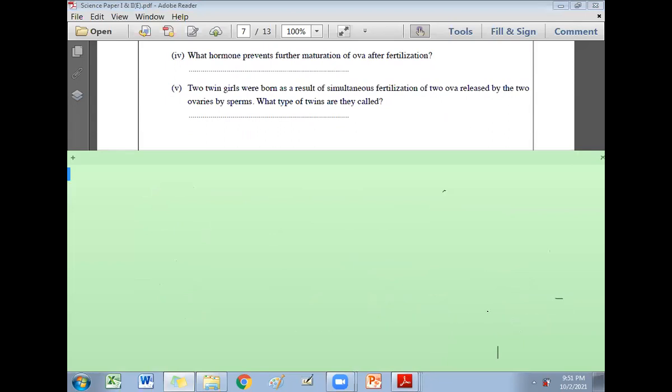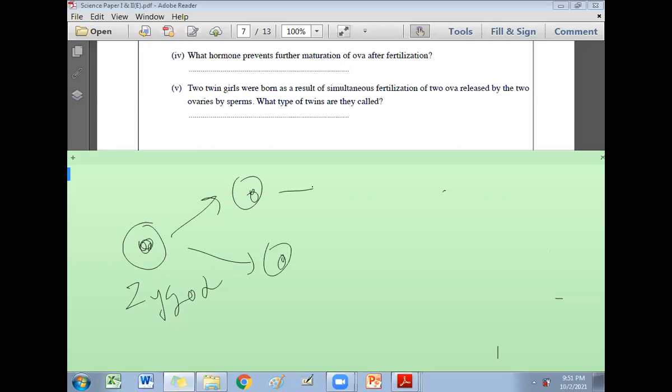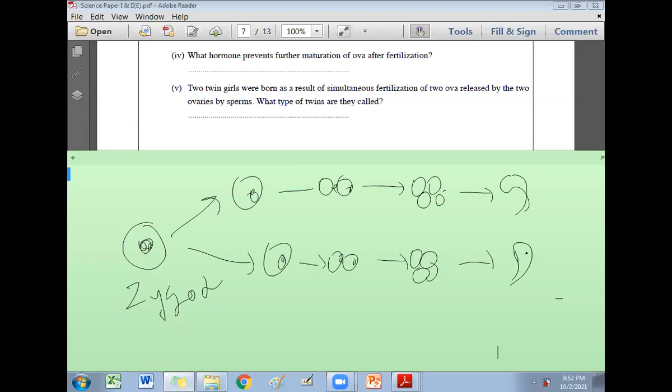So how are identical twins formed? If the fertilized egg or the zygote completely divides into two separate cells and grows separately, becoming two cells here, this also will grow separately as two cells. Two become four cells like that. By mitosis the number of cells increases, and then it becomes two babies here. Two babies.